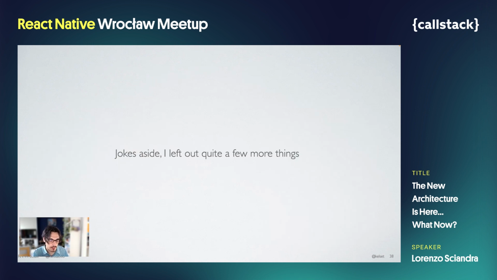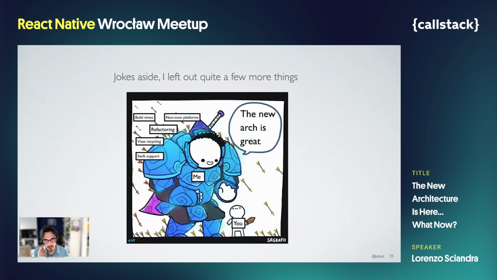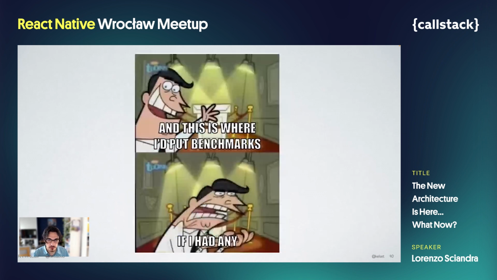Now, as I was saying, so far I've been trying to put it a bit lightly, as a joke, but honestly there's so much more that I didn't want to really touch on, but there are more problems. The new architecture, yeah, it's great, absolutely. But when you try to do it right now, it's still kind of hard. Also, I want to acknowledge that I didn't show you any benchmarks. I didn't say, oh yeah, the new architecture is X times faster.